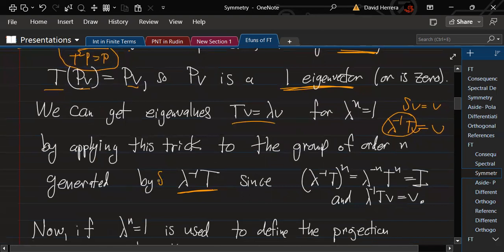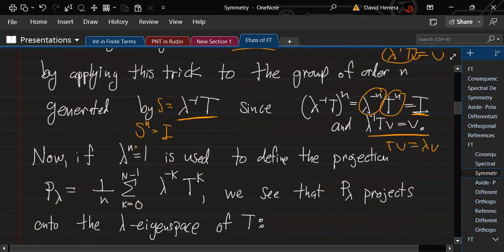And then if I call this S, I still need S to the n to be the identity. But that's true, because lambda is an nth root of unity, so its nth power is 1. If I raise lambda inverse to the nth power, I get lambda to the negative n, and T to the n gives me the identity, this gives me 1, so it's just this. And this is the problem that I'm trying to solve, which is the same thing as Tv is lambda v. So it'll give me a lambda eigenvector or a 0 function.